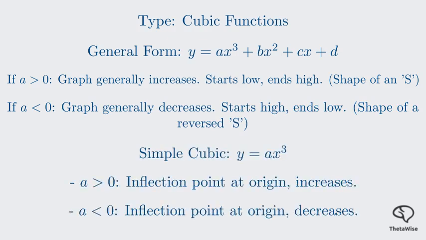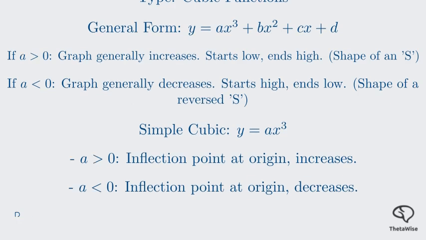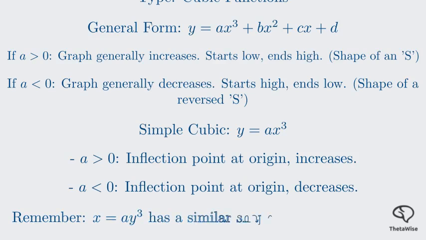This simple cubic has a point of inflection at the origin, meaning it flattens out before continuing in the same direction. The shape again depends on a. Just as a reminder, a similar pattern applies to the cubic function x equals ay cubed. Its shape is the horizontal reflection of the y form, with a determining if it generally goes right or left.